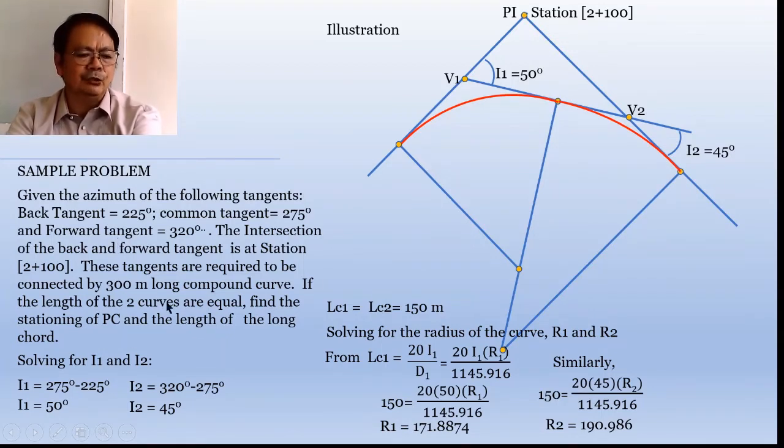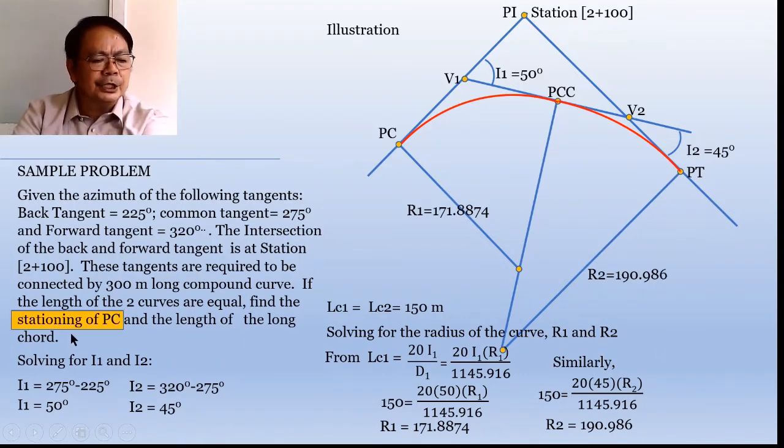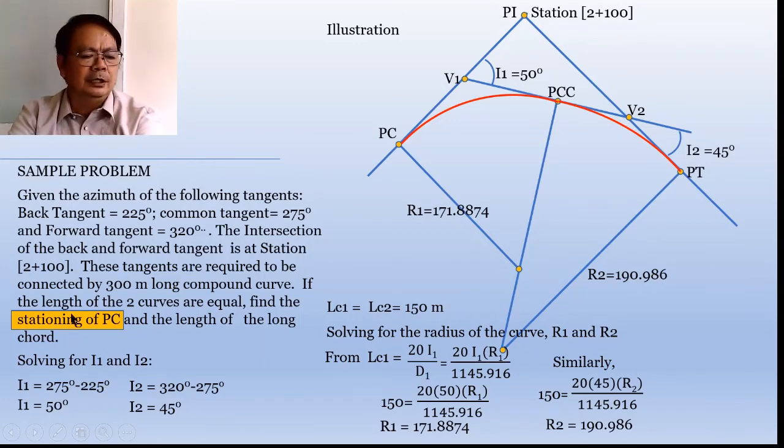Ang tanong lamang dito ay, how are we going to get the stationing of the PC? Now let us define the elements of this curve. So we have here the PC, we have here our PCC, and we have here our PT. This radius will be equal to 171.8874 as computed by this magnitude, while this radius is equal to 190.986, okay? So, in solving for the stationing of the PC, how are we going to solve for the stationing of the PC?